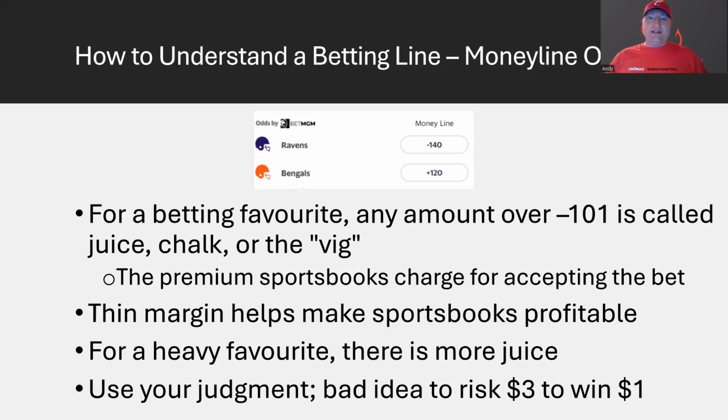But in a more realistic example, you have to decide for yourself, when is a risk too much? Is it too much to risk $2 to win $1? I think it is, but maybe you don't. And maybe under the right circumstances, it might be a good idea for you. But that's just one thing you'll have to consider for yourself.